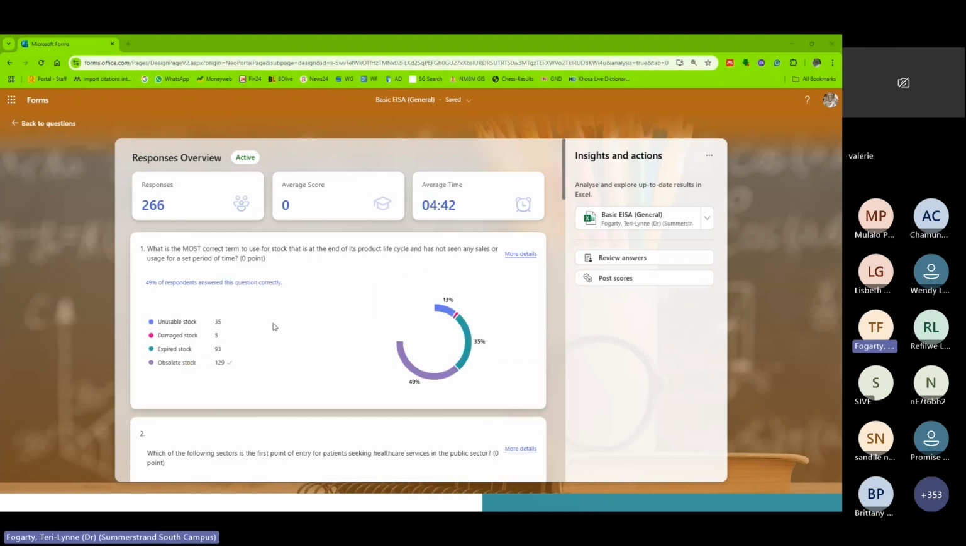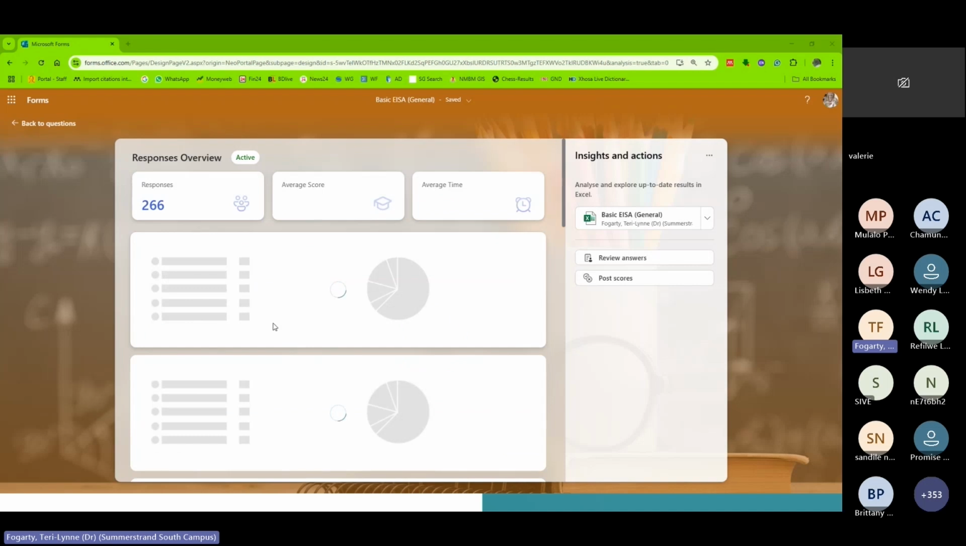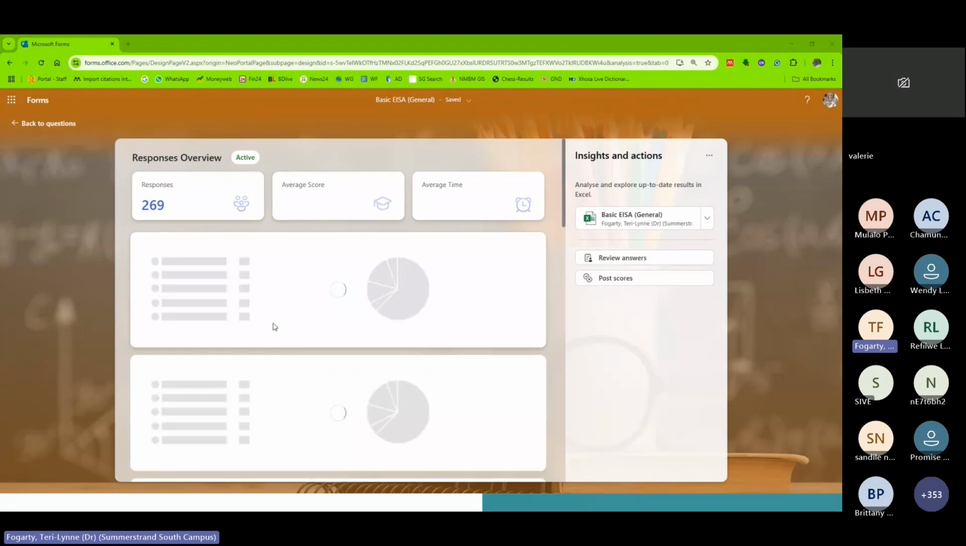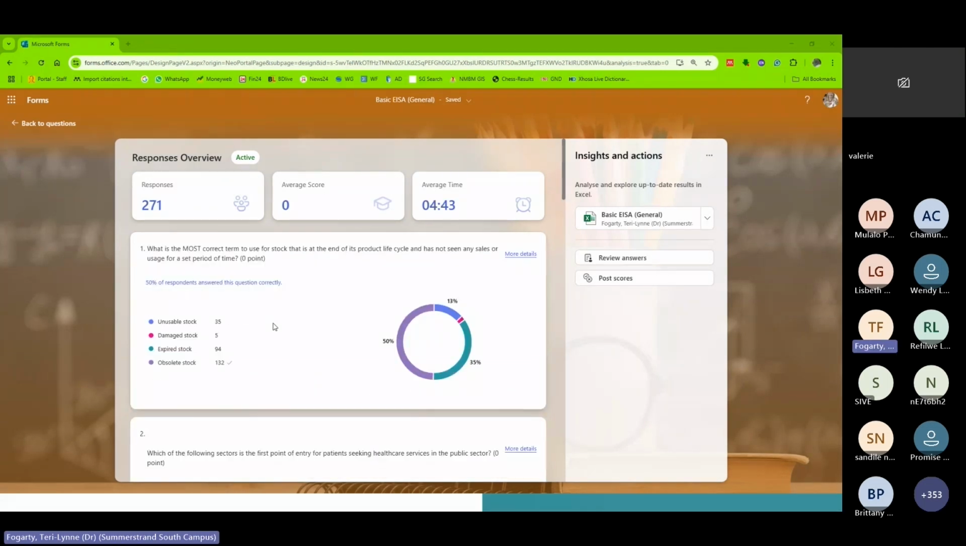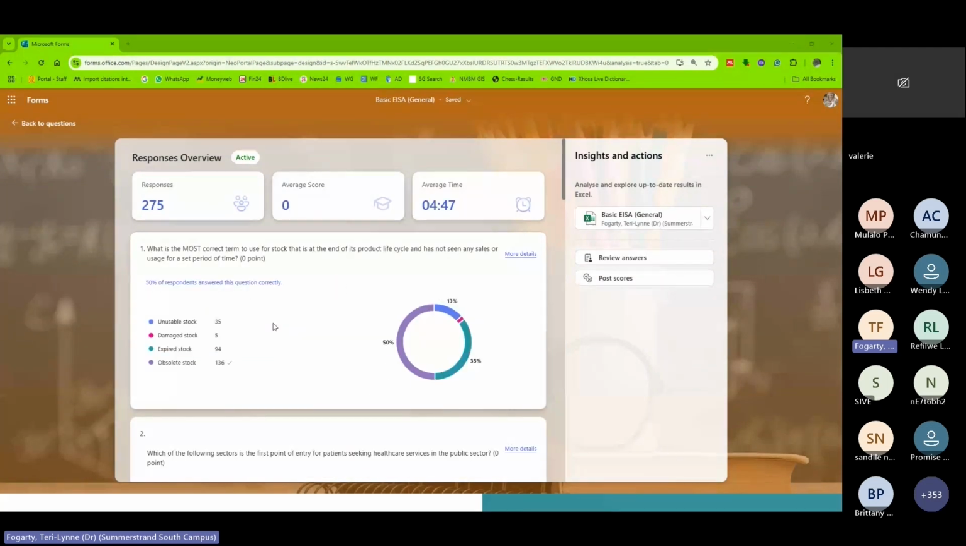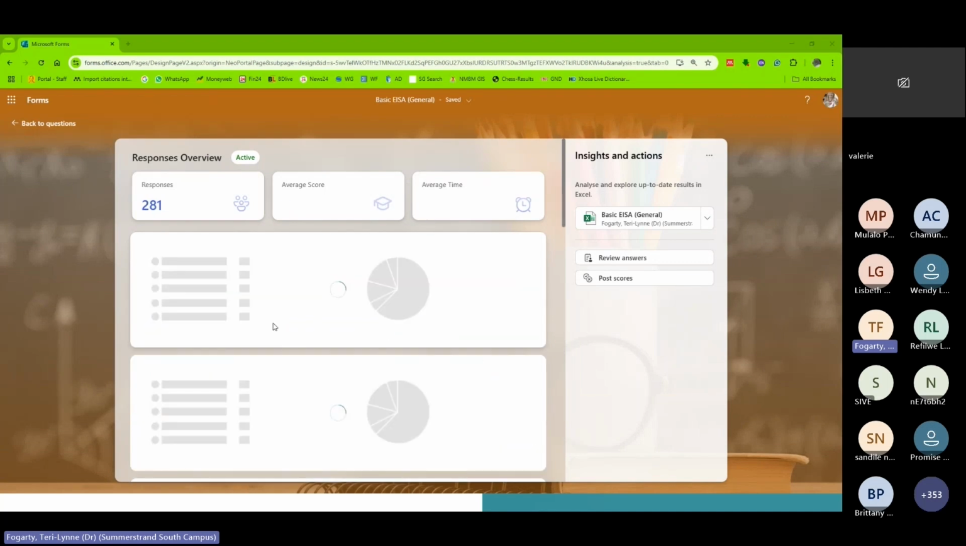So the first question is what we would also refer to as an LOC 1 question, which is a basic knowledge and understanding question. And really it is a definition. What is the most correct term to use for stock that is at the end of its product life cycle and has not seen any sales or usage for a set period of time?